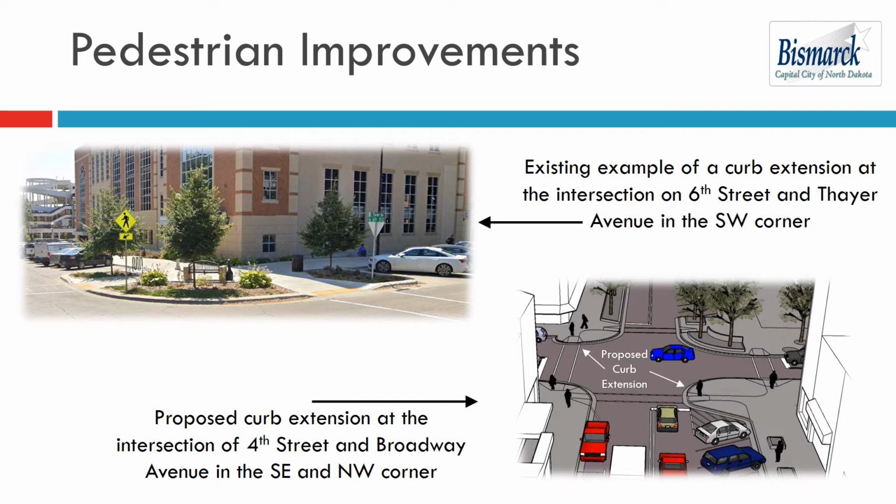Shown here is an existing curb extension at the intersection of 6th Street and Thayer Avenue in the southwest corner, and a proposed curb extension at the intersection of 4th Street and Broadway Avenue in the southeast corner. A majority of the intersection corners within the proposed project already have some sort of curb extension. The proposed project would install additional curb extensions to select locations at the locations indicated on the next slide. For more information of the benefits of curb extensions, please visit the story map link on the city's project website.